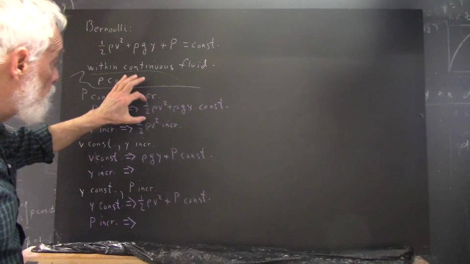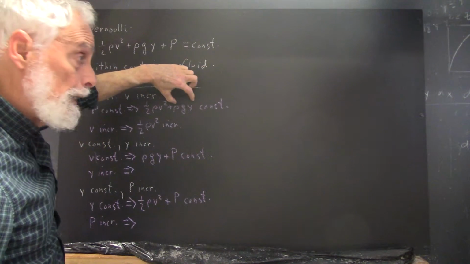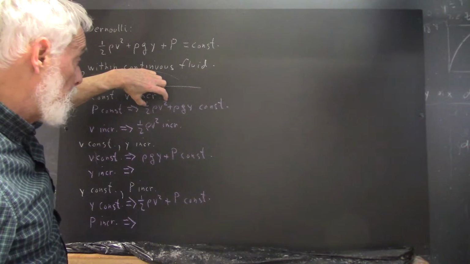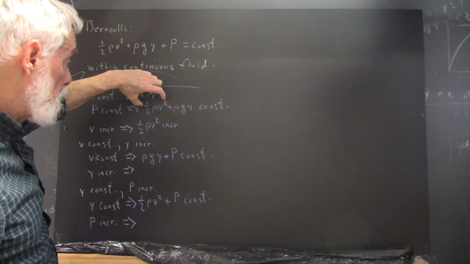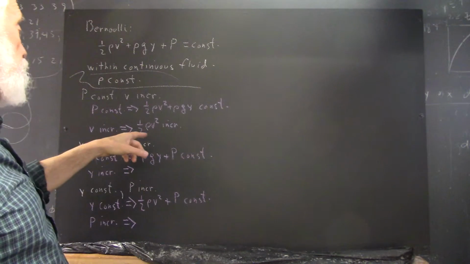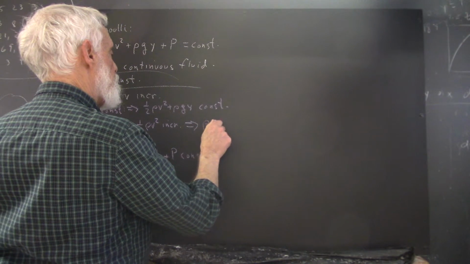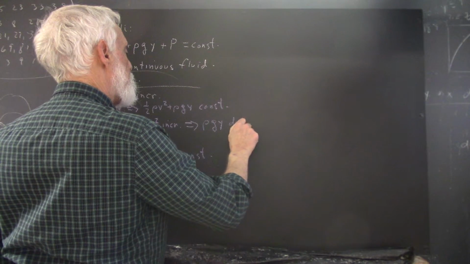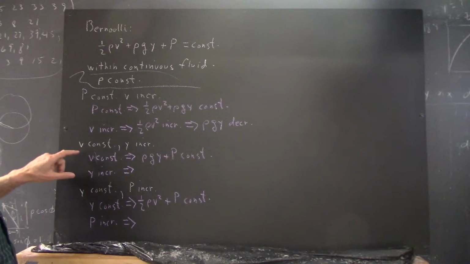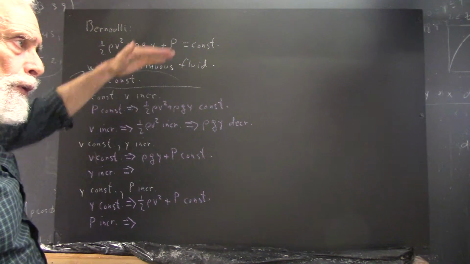Now, if this increases, but this plus this remains constant, what can you say about this? Well, this plus this has to be the same no matter what happens to one or the other. So if this increases, in order to keep this sum constant, this part of it has to decrease. So we're going to say that 1/2 rho V squared increases. That implies that rho Gy decreases.